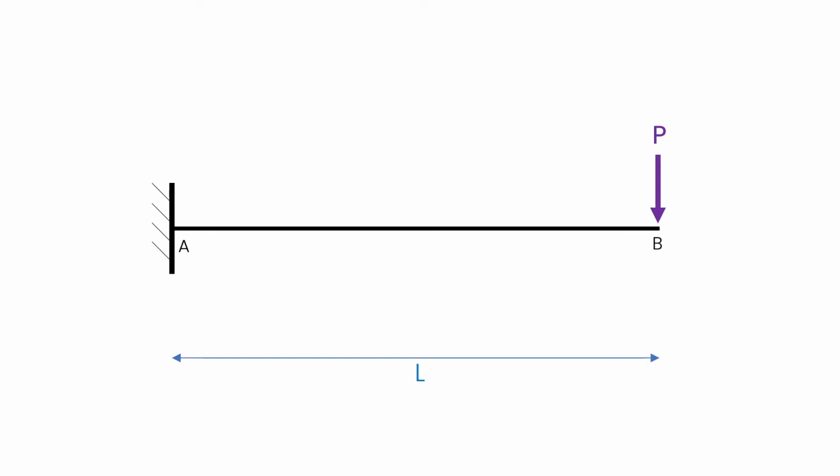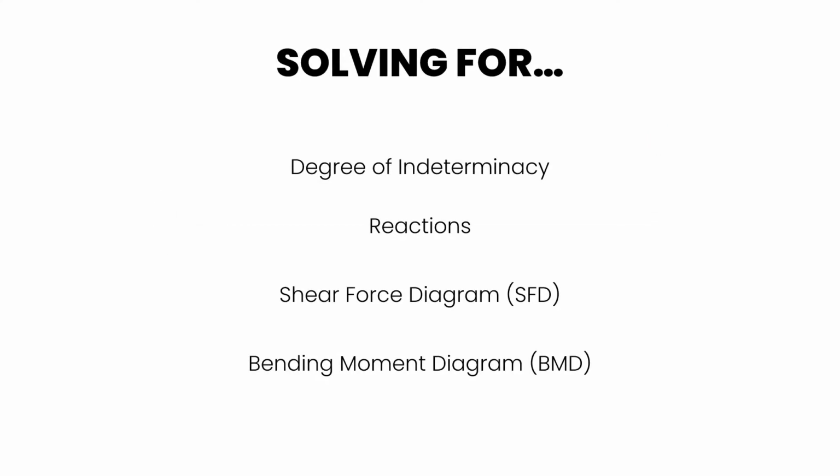Now, when we are talking about solving a beam or this cantilever beam in particular, we'll be going for these four parameters for solutions. So first we'll be trying to assess the degree of indeterminacy. Then we'll be trying to find out the reactions. Then we'll be going for the shear forces and hence trying to find the shear force diagram. And similarly, we'll be trying to find the bending moment first and then the bending moment diagrams. So all in all, these are the four parameters which we'll be solving in this video. And without any further ado, let's jump right into it.